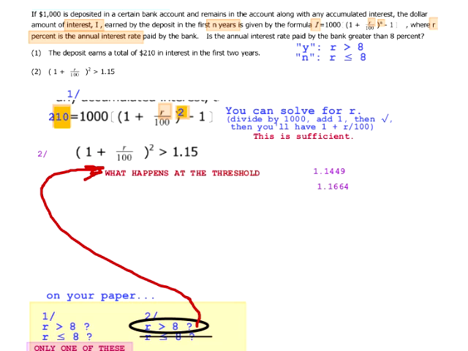So let's see what happens. Well, that would be 1 plus 8 over 100 squared. So that's 1.08 squared, which we can work out to 1.1664.